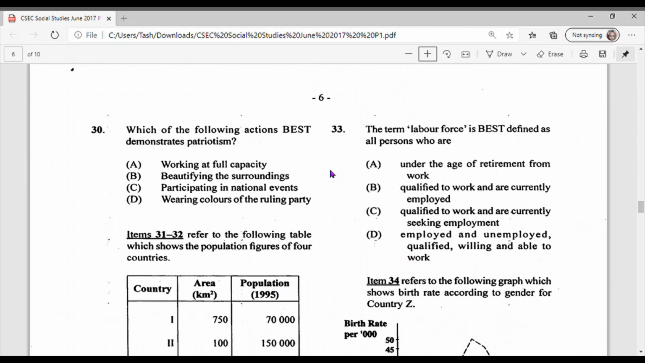Number 30. Which of the following actions best demonstrates patriotism? A. Working at full capacity. Well, patriotism is basically showing a love for your country. Participating in your country, showing that you have interest in your country. B. Beautifying the surroundings. C. Participating in national events. Or D. Wearing colors of the ruling party. So your answer for number 30 to show patriotism would have been C, which is participating in national events.